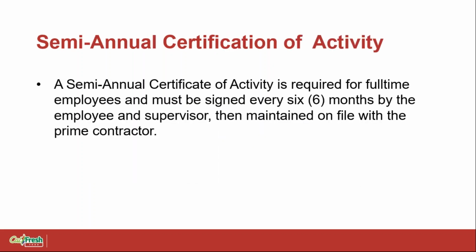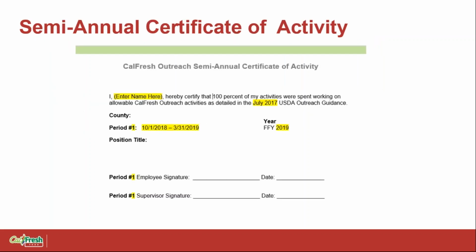Semi-annual certification of activity: a semi-annual certificate of activity is required for full-time employees and must be signed every 6 months by the employee and supervisor, then maintained on file with the prime contractor. The template will be provided by your program analyst. Here is an example of a semi-annual certificate of activity.